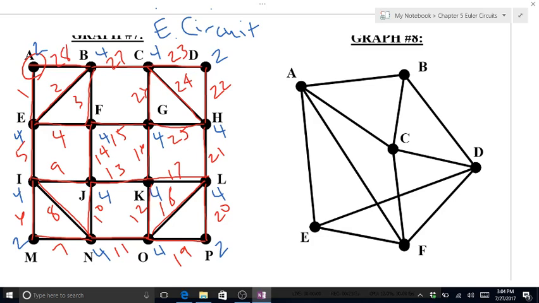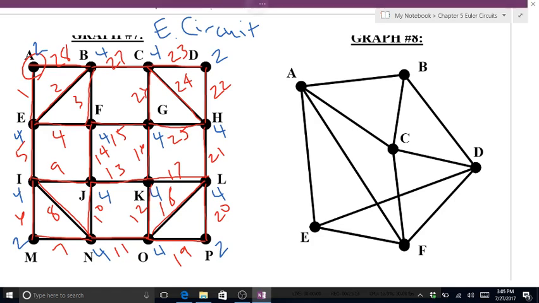As they get bigger with more edges and more vertices, the more complex they get. You just really need to take your time and make sure you're paying attention.